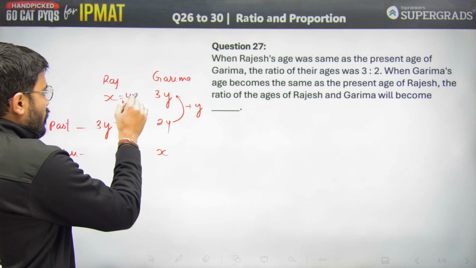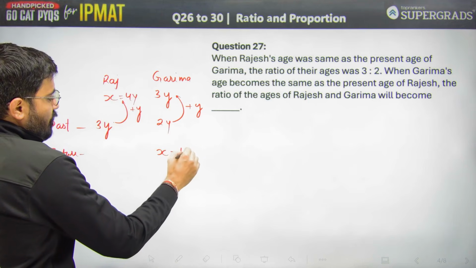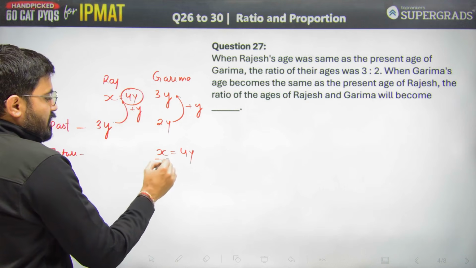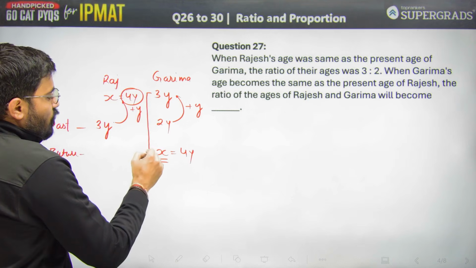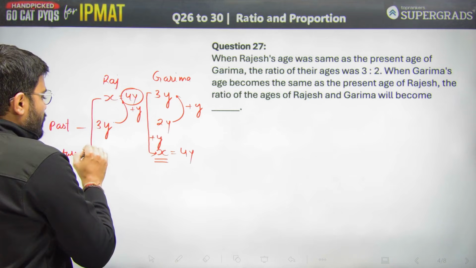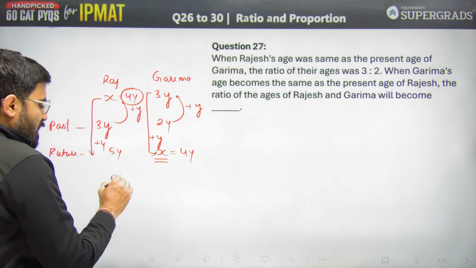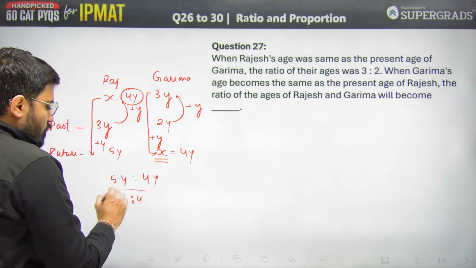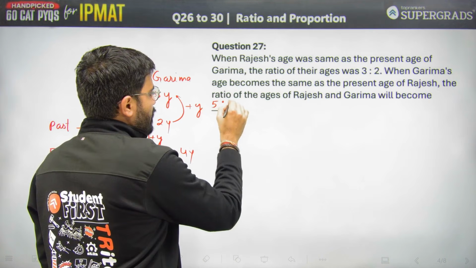x is equal to 4y. If x is equal to 4y, it means Garima's age will be 4y in future. Getting it or not? Because Garima's age is x. If Garima's age is 4y in future, from 3y to 4y, what are we adding? We are adding plus y. So we will add the same thing here, plus y. So this will become 5y. So what will be the ratio? The ratio is 5y to 4y, which is equal to 5 is to 4. So the answer is 5 is to 4.